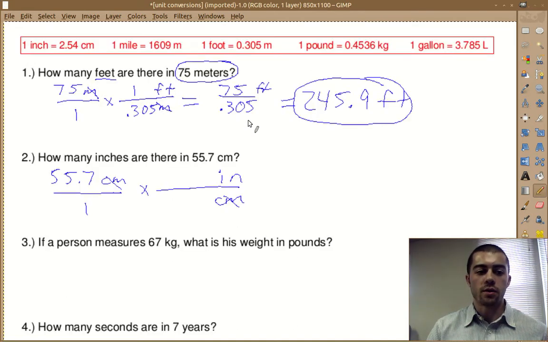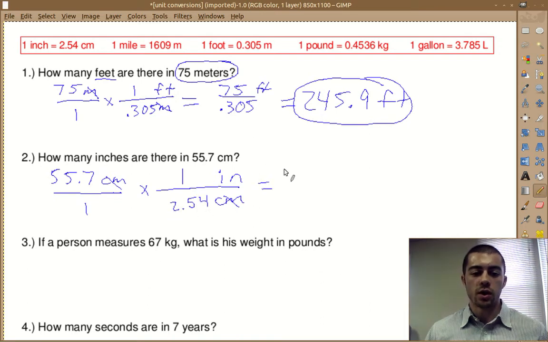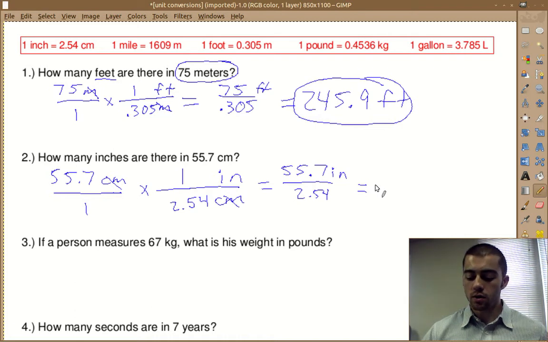So if we go up here, we have a direct conversion between centimeters and inches. Right here, 2.54 centimeters is 1 inch. So if we take 1 inch, 2.54 centimeters, we're left with 55.7 over 2.54, and this would be in our desired units of inches. So again, we're just going to divide 55.7 by 2.54. I'll give you a quick second to do that. And what we should end up with is 21.65 inches.